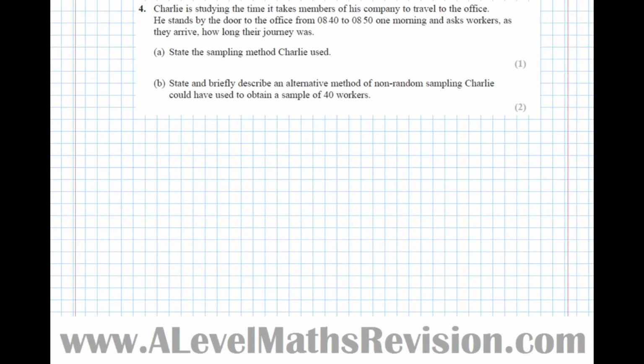So question 4, it says Charlie is studying the time it takes members of his company to travel to the office. He stands by the door to the office from 8:40 to 8:50 one morning and asks workers as they arrive how long their journey was. State the sampling method that Charlie used. So it's opportunity sampling.